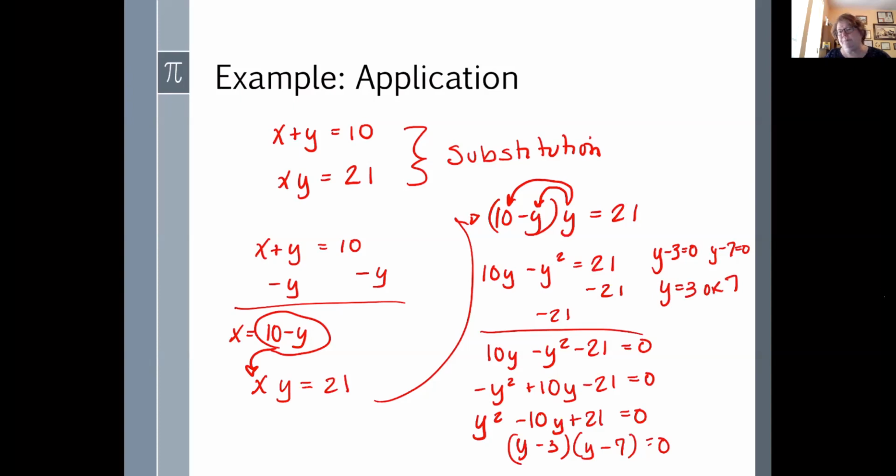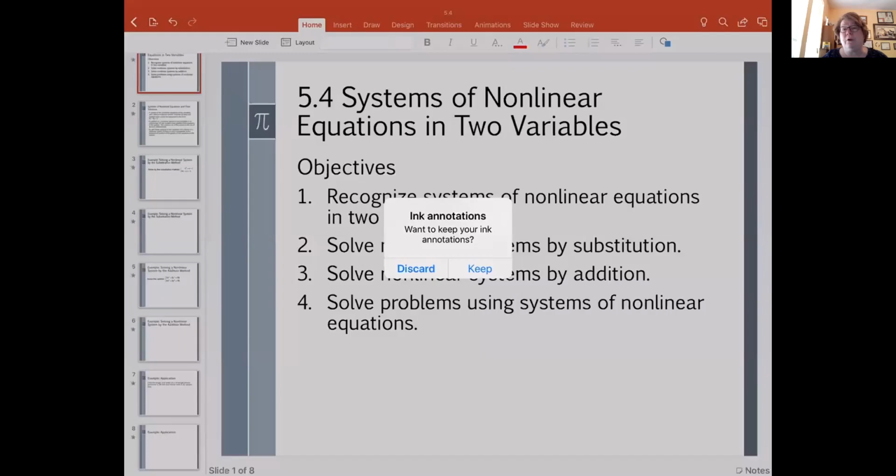And so what's that mean? That means this is a 3 by 7 rectangle. You might have been able to figure that out by just looking at it. But a 3 by 7 rectangle is going to have an area that's 21, and its perimeter is going to be 3 plus 7 plus 3 plus 7, which is 20. And that is the end of section 5.4 on solving systems of nonlinear equations.